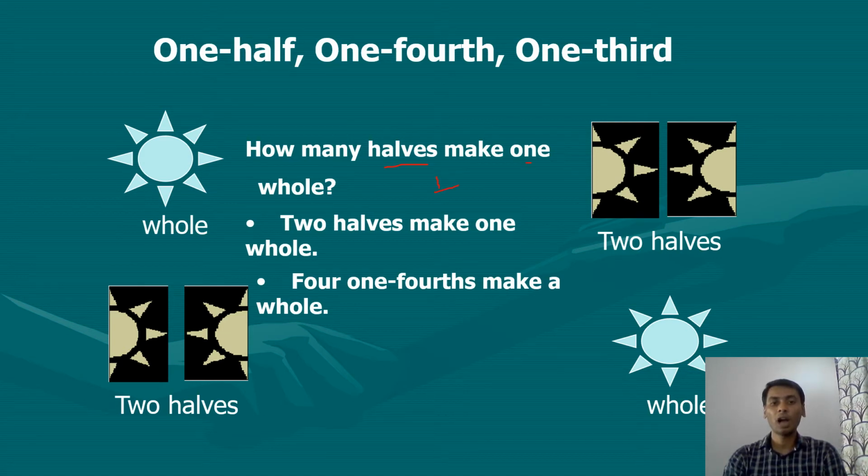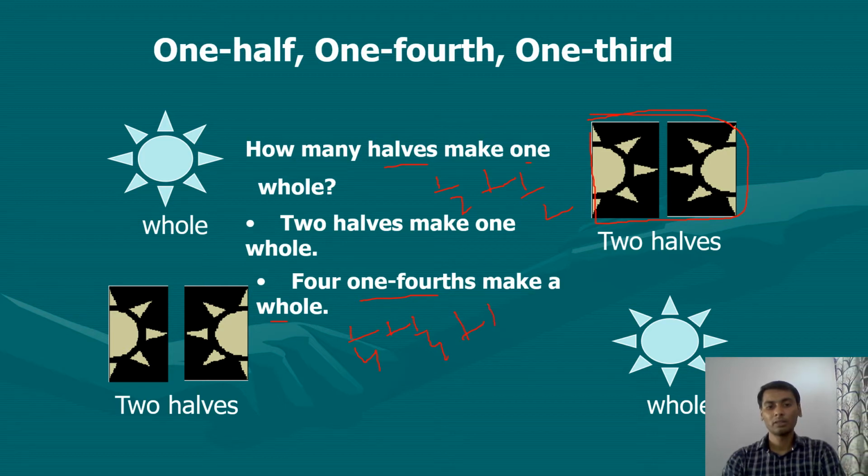That means the two halves, 1 by 2 plus 1 by 2. Here are the two halves, and these two halves make one whole. And how many one fourth make a whole? That is 1 by 4. So 1 by 4 plus 1 by 4 plus 1 by 4 plus 1 by 4. That means four equal parts will make one whole.